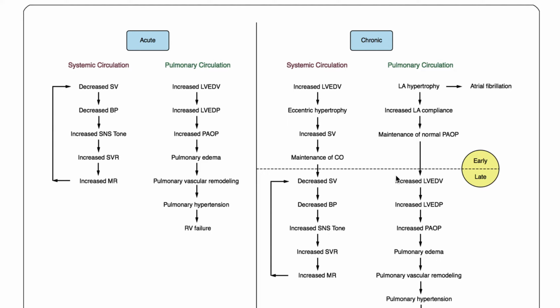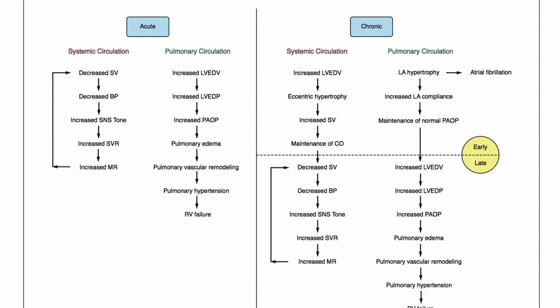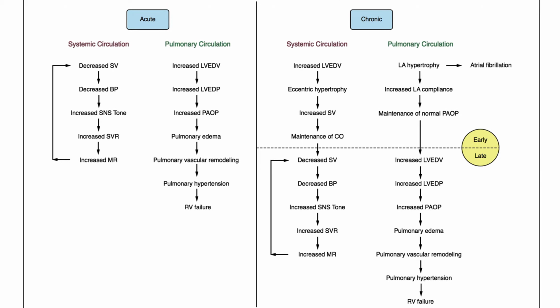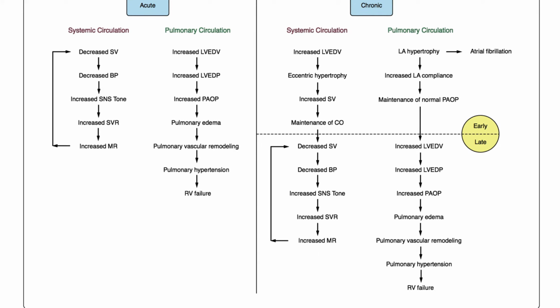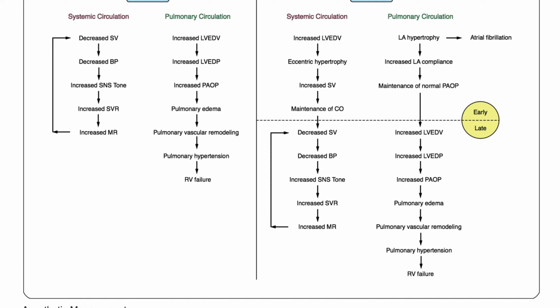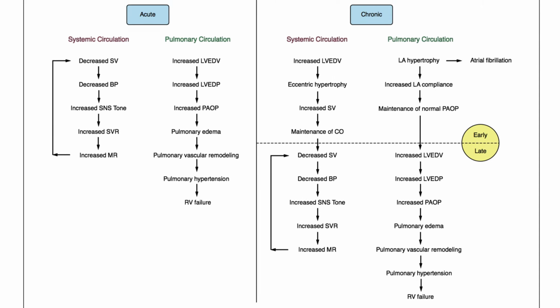During chronic mitral regurgitation, on the systemic circulation side, you have an increase in left ventricular end diastolic volume, which leads to eccentric hypertrophy, which leads to increased stroke volume, which leads to maintenance of cardiac output. That's in the early phase of chronic.